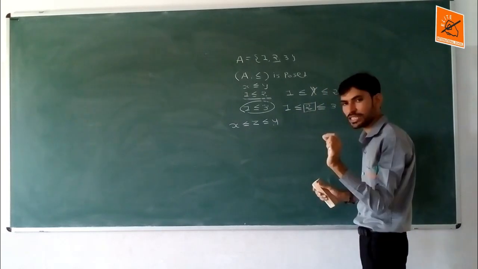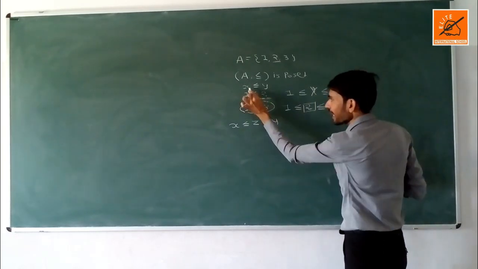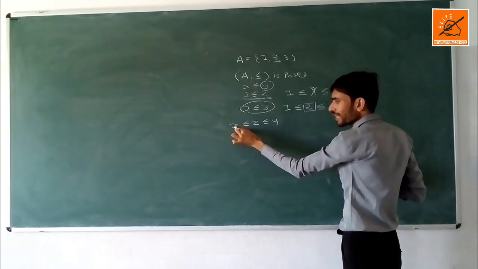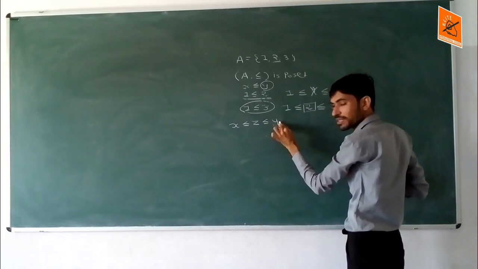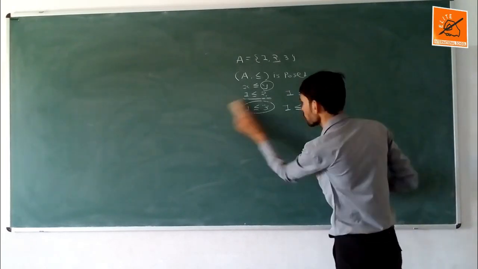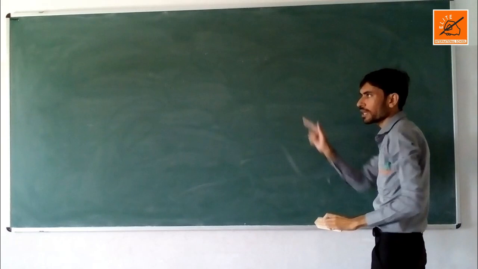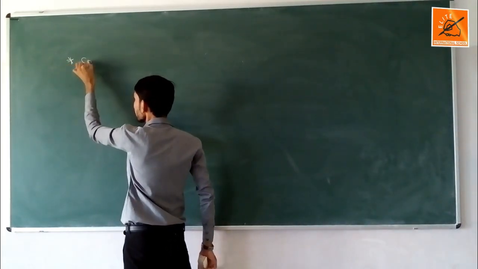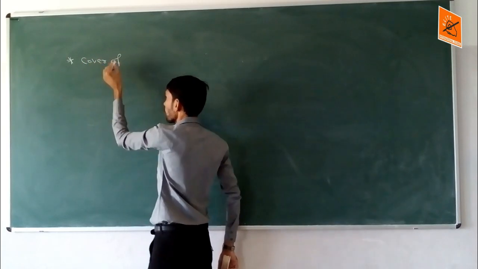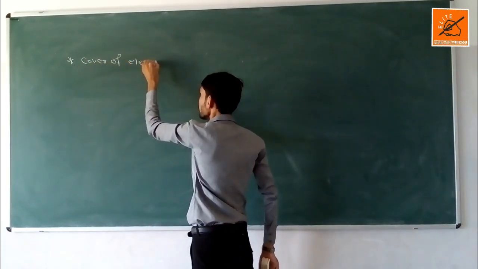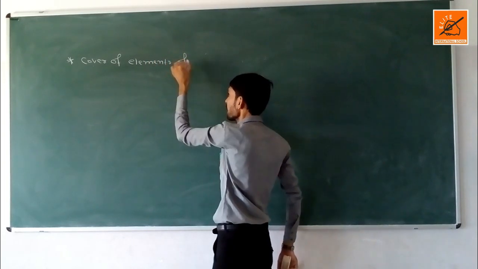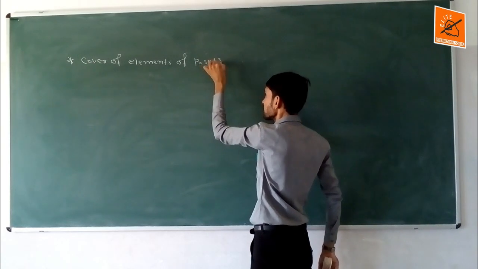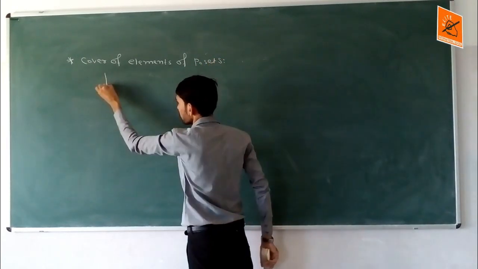So the short definition of cover of an element is: if x is related with y, then y is the cover of x. If x is related with y via z, then y is not a cover of x. This is the definition of cover of elements. So first we define the definition of cover of elements of posets.